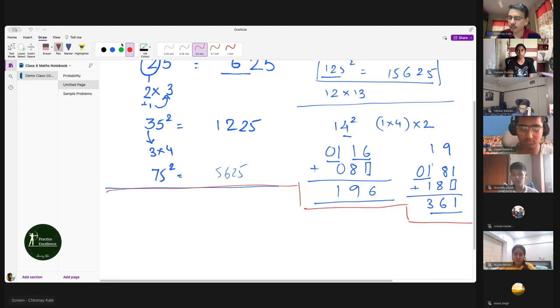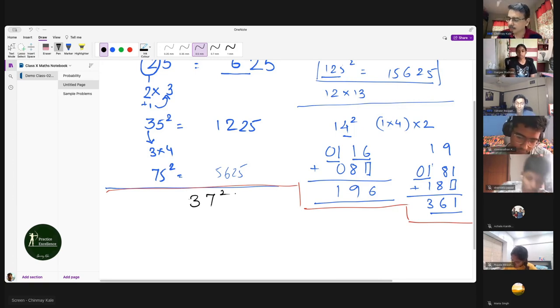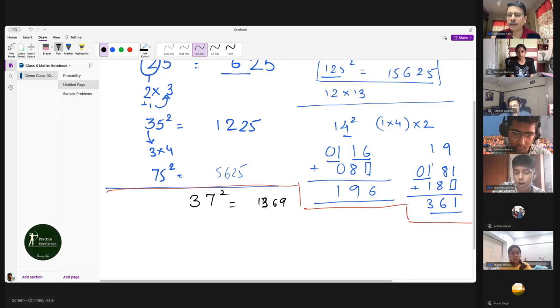Now let's take a different number. Let's take what? 37. 37 ka square. Apply the same method and find out, all of you, and let me know your answer. 1369. सबका आया आंसर? Yes, sir. Excellent. So process is clear.